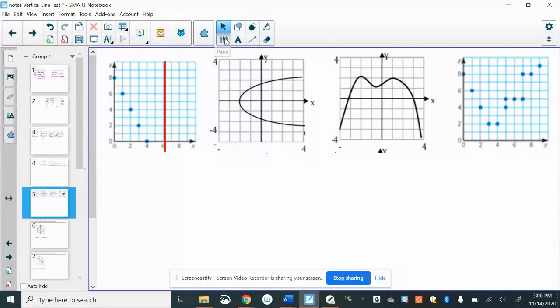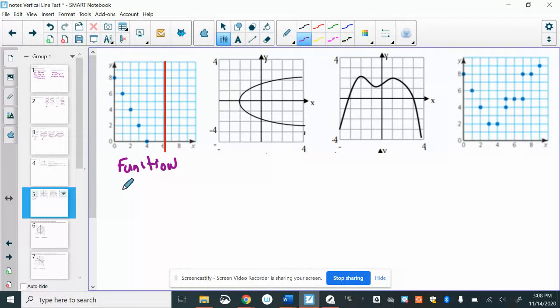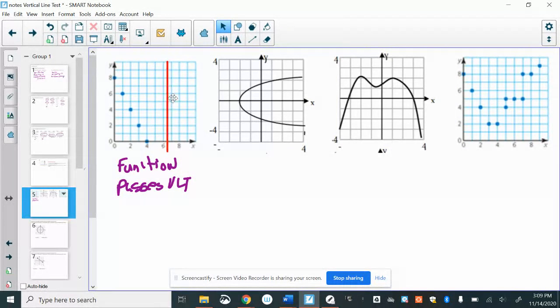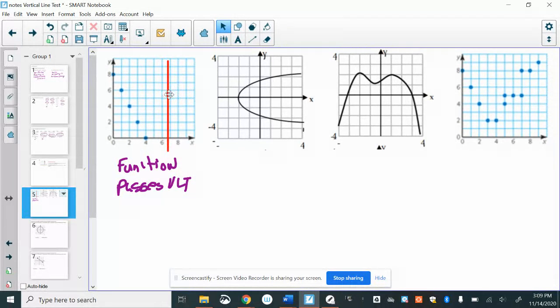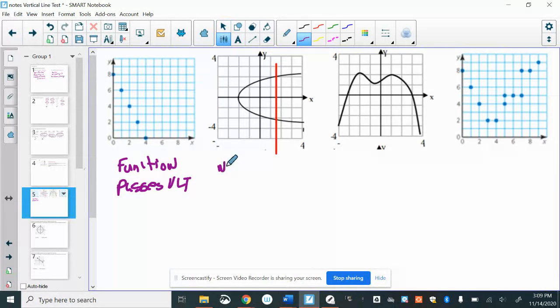So this one definitely does pass. So this one is a function, and it passes the vertical line test. Let's take a look at the next one. If I move my vertical line across the graph, I can see in several spots here that it passes through the function in more than one spot. So not a function, and the reason would be it fails the vertical line test.